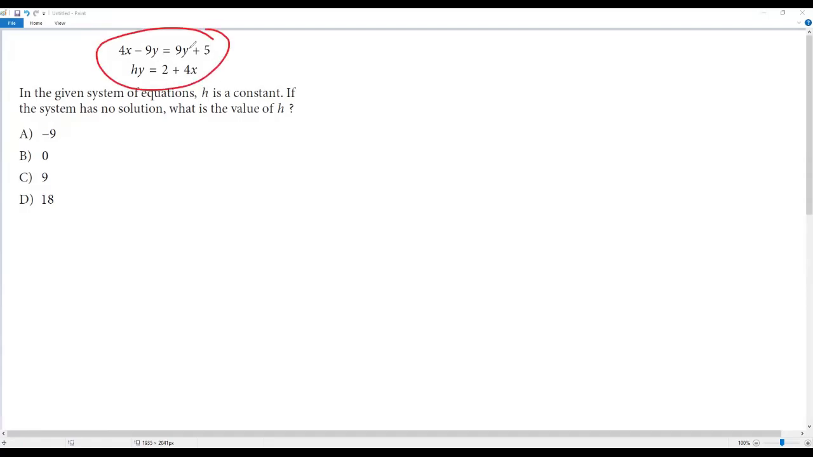Here we have a system of two linear equations. In the given system of equations, h is a constant. If the system has no solution, what is the value of h? Before we start solving this problem, let's understand the stuff which is required to solve this problem.